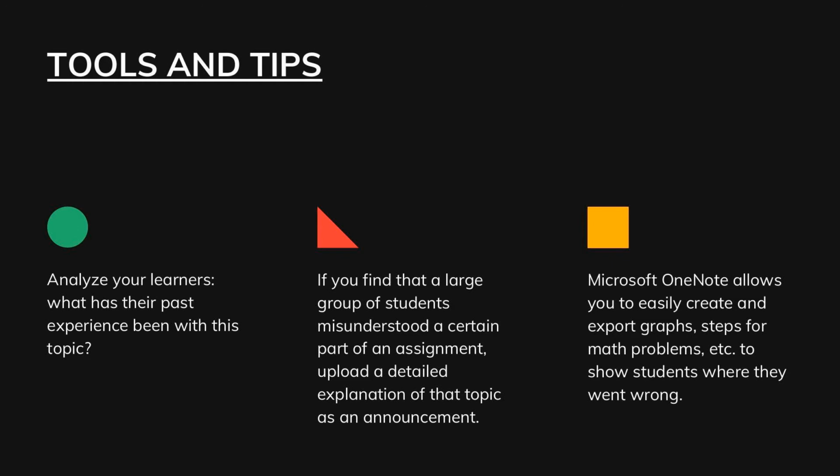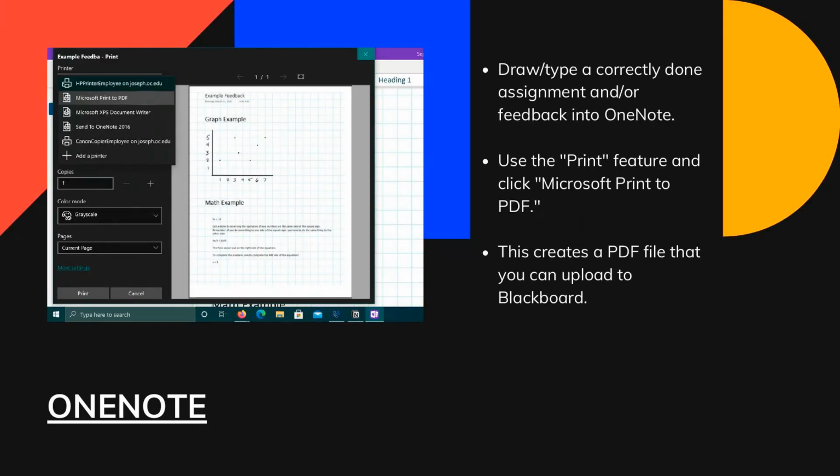A third tool is OneNote. Microsoft OneNote is what I use usually for these adaptive release items. That's because it allows you to easily create and export graphs and steps for math problems and things like that to show students where they might have gone wrong. So I'll show you what that looks like from my side.